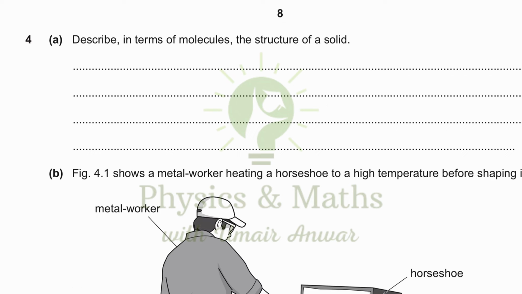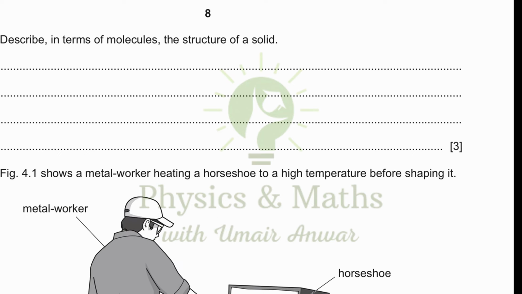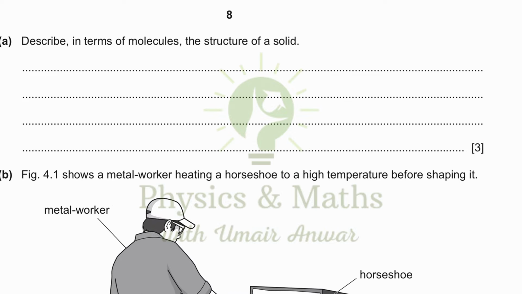Describe in terms of molecules the structure of a solid. So a solid's structure is such that the particles are fixed in their positions. They cannot move. Molecules are present in a lattice or a particular regular arrangement, and the molecules are closely packed together, tightly packed together. So these are the three things to be mentioned for a 3 marks answer here.